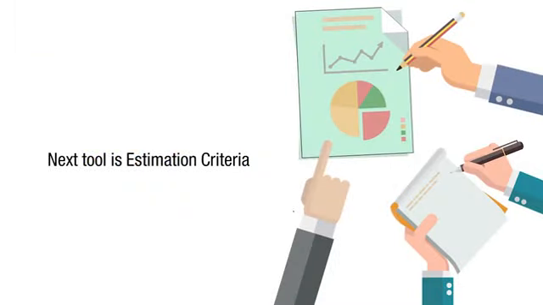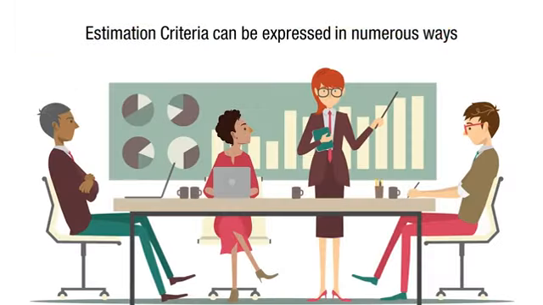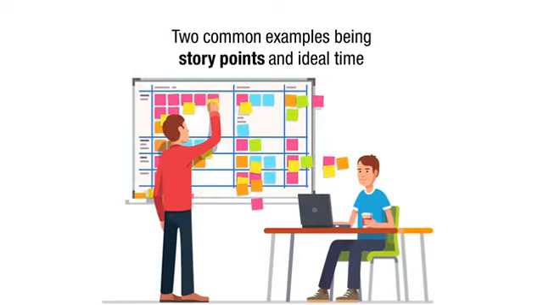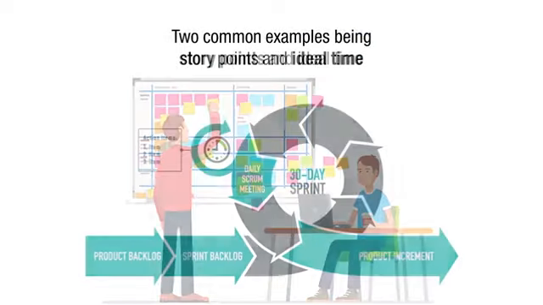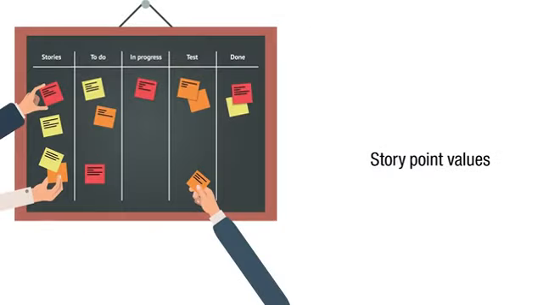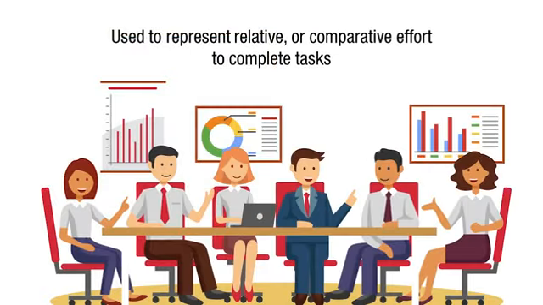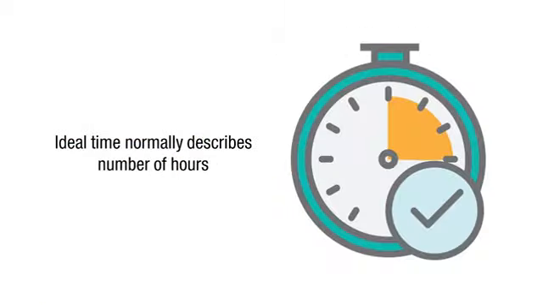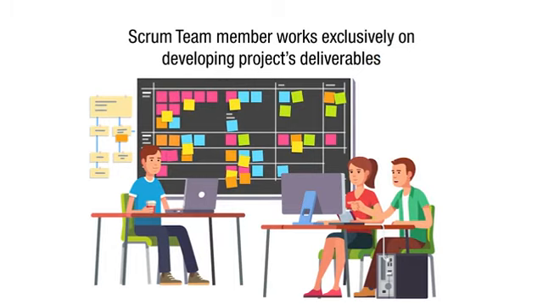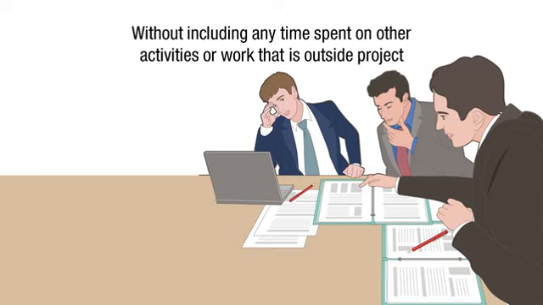The next tool is estimation criteria. Estimation criteria can be expressed in numerous ways, with 2 common examples being story points and ideal time. Story point values are used to represent relative or comparative effort to complete tasks, whereas ideal time normally describes the number of hours a Scrum team member works exclusively on developing the project's deliverables, without including any time spent on other activities or work that is outside the project.